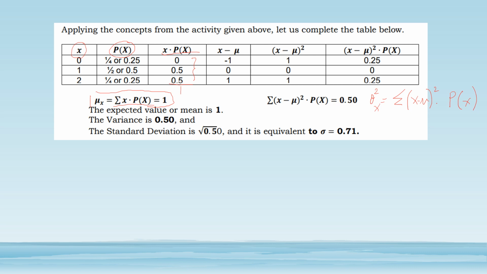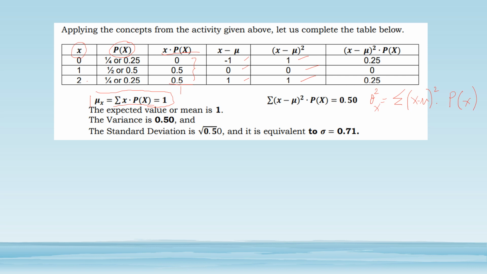So from getting the mean, we will add another step. We will subtract the mean from the x. So x minus mean: 0 minus 1 is negative 1. 1 minus 1 is 0. And 2 minus 1 is 1. After getting the value of x minus mean, we will multiply each by itself to get x minus mean squared. Negative 1 times negative 1 is 1. 0 times 0 is 0. 1 times 1 is 1.